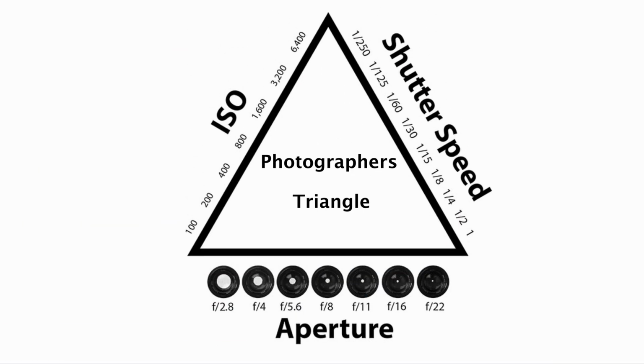So what's actually in the photographer's triangle? We got ISO, we got aperture, and we got shutter speed. So what is ISO, aperture, and shutter speed? Let's start off with ISO. ISO is your camera's sensitivity to light.